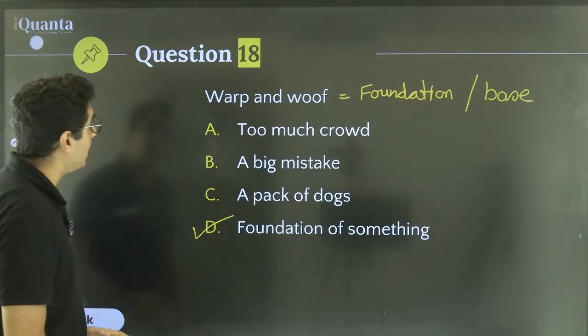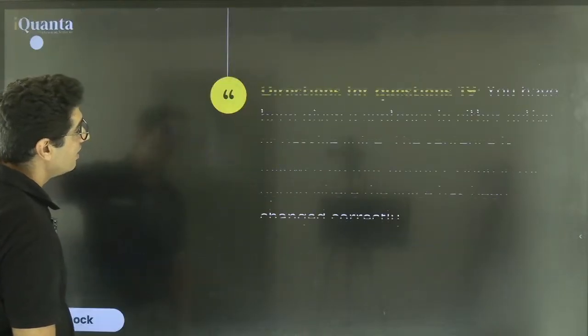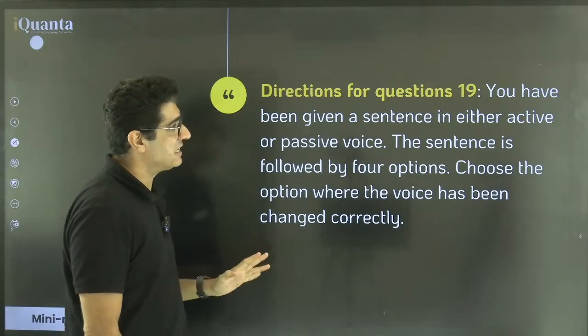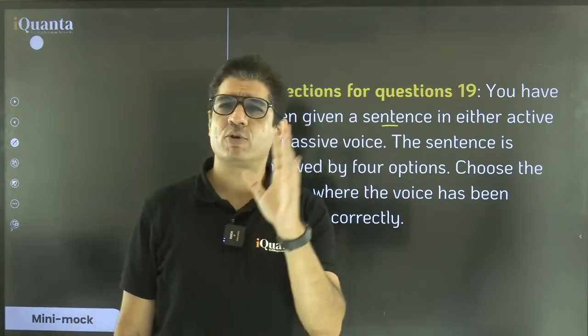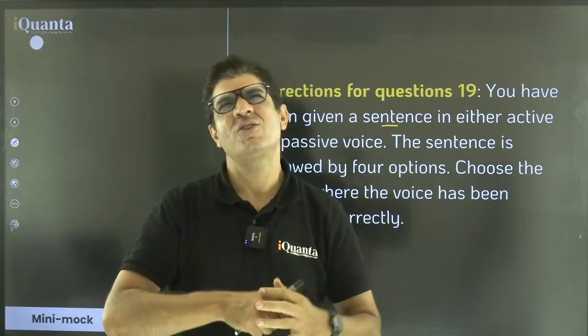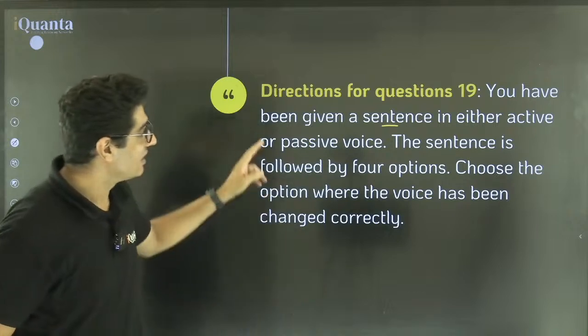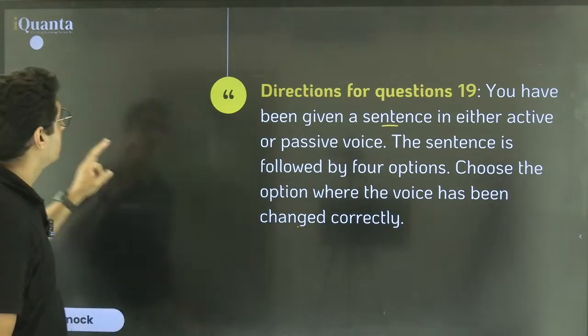And then with that, let me take you back into the world of grammar. So directions for question 19. I'll give you a sentence. That sentence will be in either active voice or passive voice. Your job is to change the voice. And not even change the voice, your job is to pick up the answer choice that gives you the correct change in the voice. So here is the question.